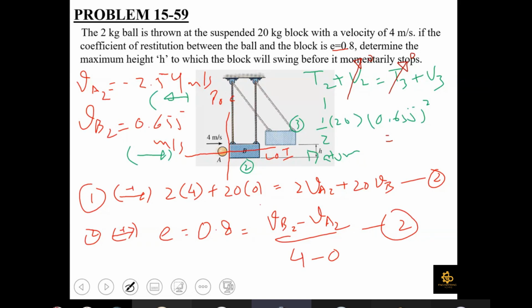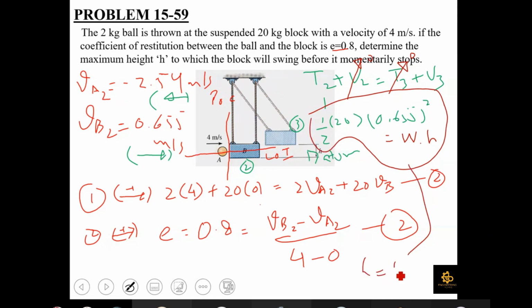Since position 3 lies above the selected datum, it should have positive gravitational potential, and the value is going to be W times h. So from this equation, the only unknown quantity is h. Once you solve it, the value of h comes out to be 0.0218 meters. So this is going to be the height attained by this block B as a result of this collision. At position 3, the block would be momentarily at rest, and then it is going to swing back again.